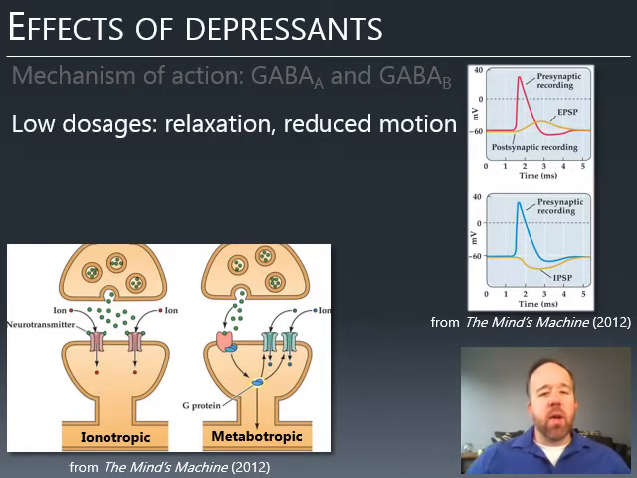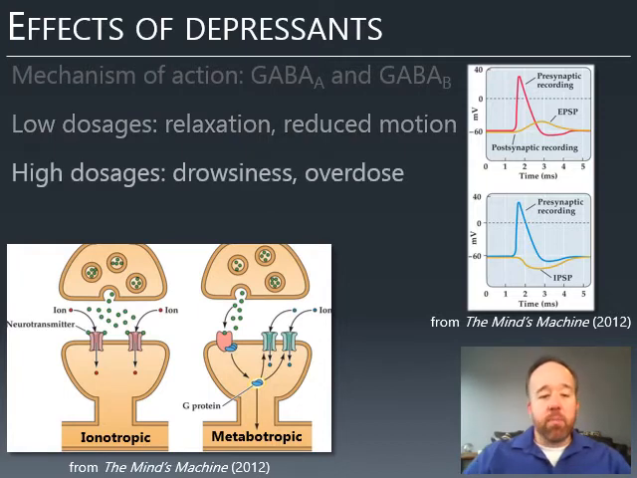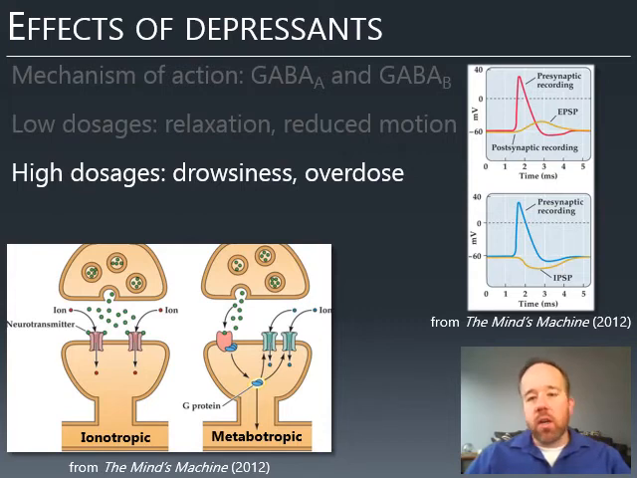In low dosages, you get relaxation, reduced motion. So again, a small decrease in activity. Of course, if you bump up the dosage, you can get a bigger decrease in the activity in the brain. Eventually that'll put you to sleep in a high enough dose. And in a really high dose, you'll interfere with your autonomic processes, things like respiration. With enough of a depressant, you'll stop breathing. And that is one of the dangers of overdosing on depressants, is death through such a marked decrease in activity that your autonomic functions stop altogether.